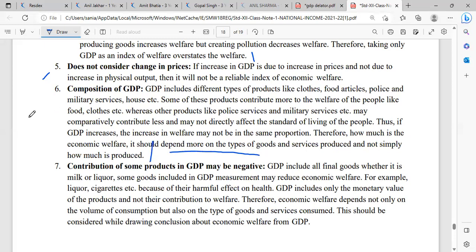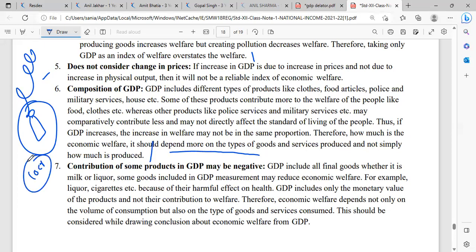For example, you are producing alcohol, right? That alcohol is also giving you money. That doesn't mean that if you are producing a lot of alcohol and with that you earn 10 crore rupees, it's a good thing, right? So instead of focusing on how much of the goods you produce, you should focus on which type of good you produce, and whether it was a good thing or a bad thing, whether it contributed to the economic welfare or not. Clear?